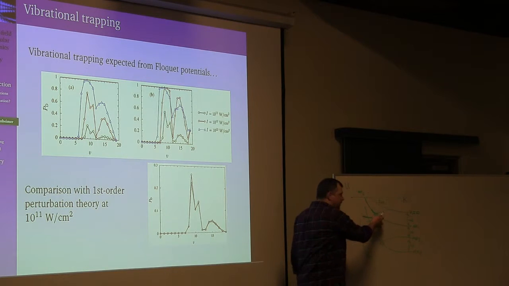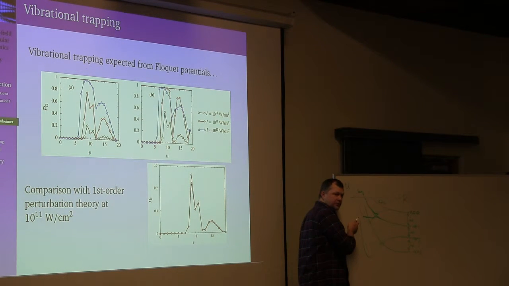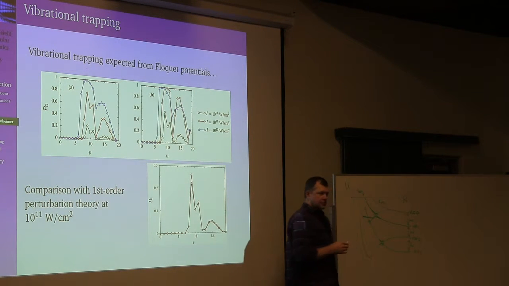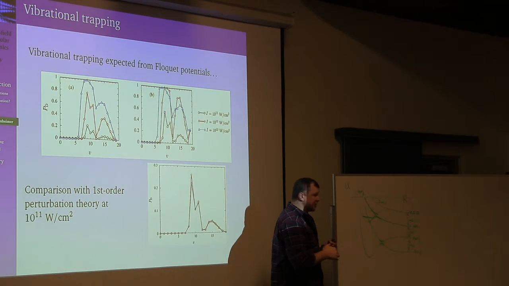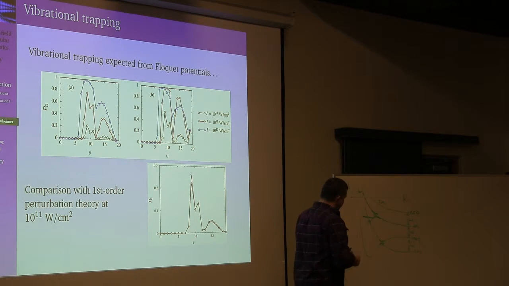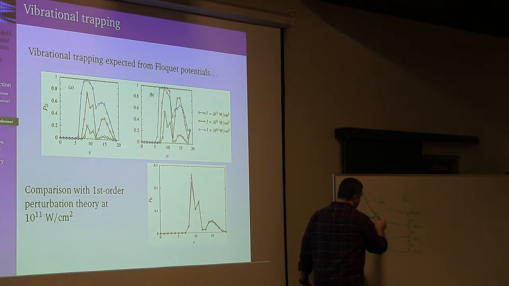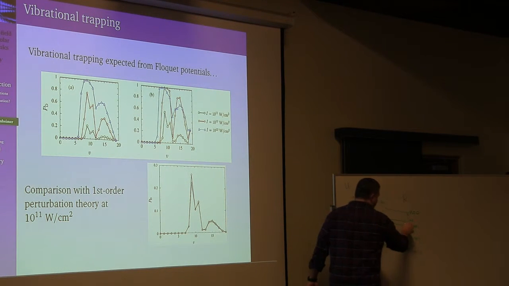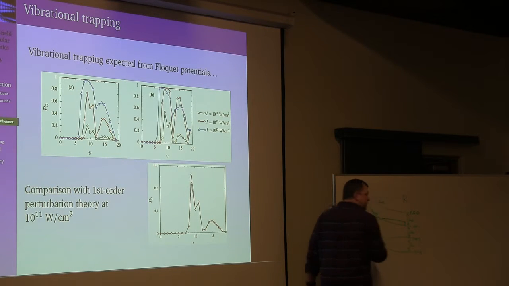You have a non-adiabatic transition possible here. Okay? You also get an avoided crossing there and an avoided crossing there. Okay? So those are your new potentials. When the field is on, these are your new potentials. So this vibrational state would tunnel through the barrier here and dissociate, and that would be its kinetic energy.